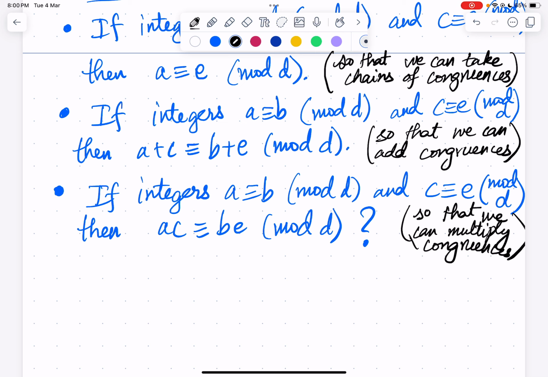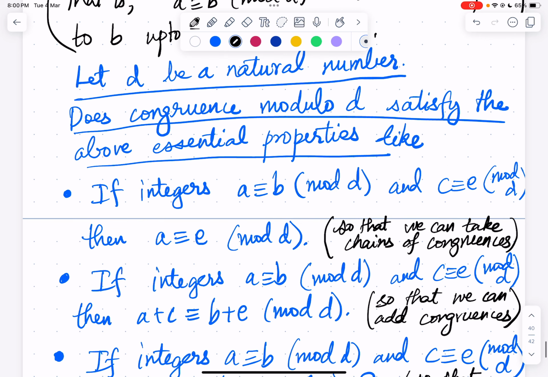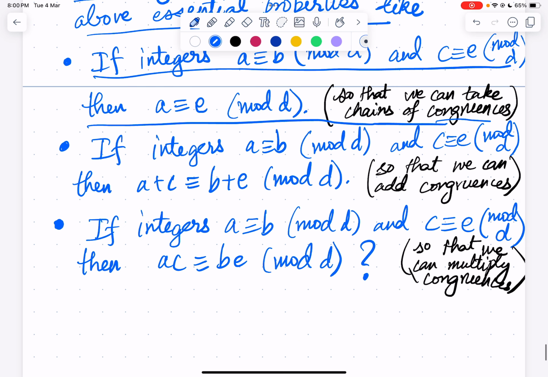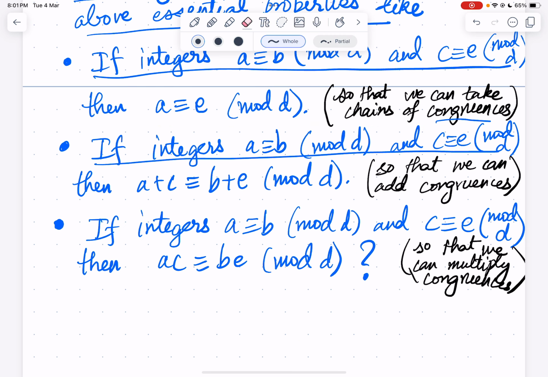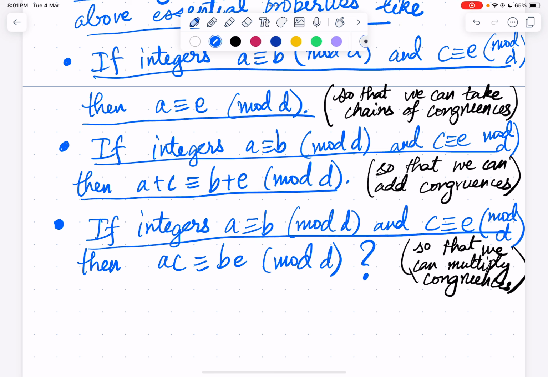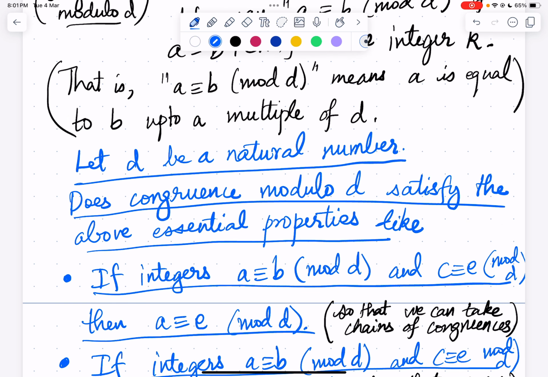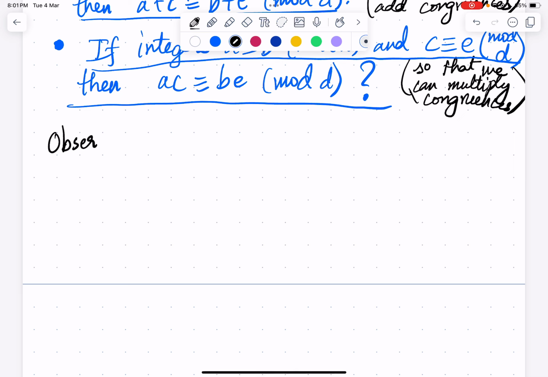We should be able to add congruences like we can add equalities. We should be able to multiply congruences like we multiply equalities. Do we have these essential properties for congruence modulo d? This is the question. Does congruence modulo d satisfy the above essential properties? So it turns out yes. So we'll prove it step by step.